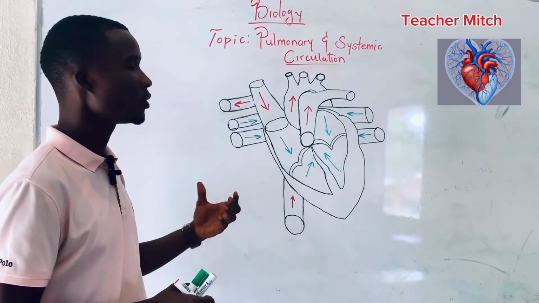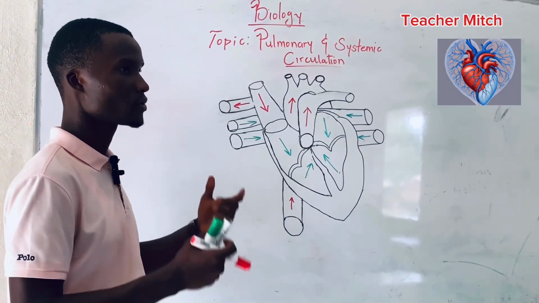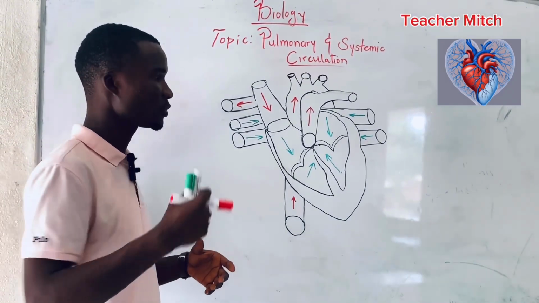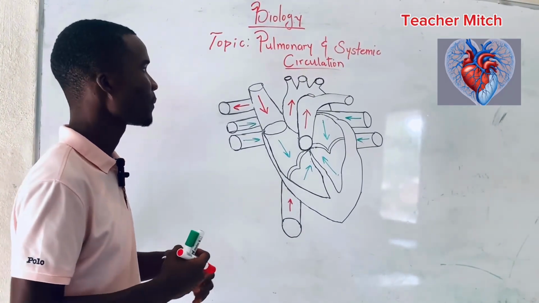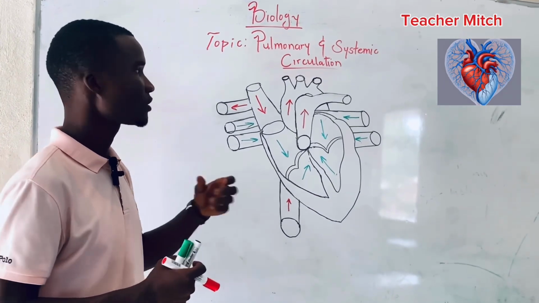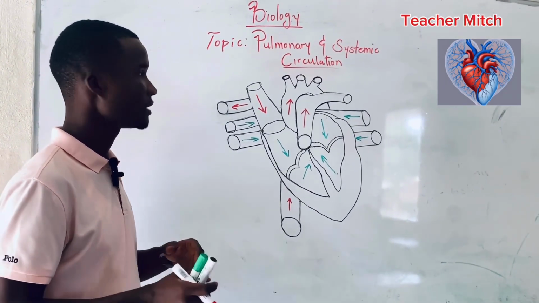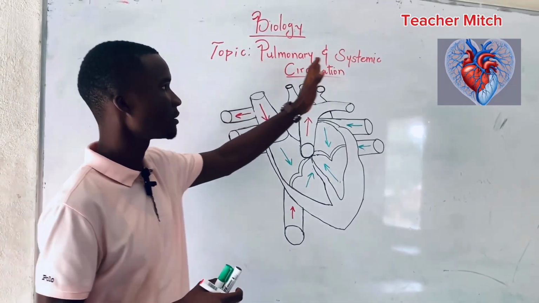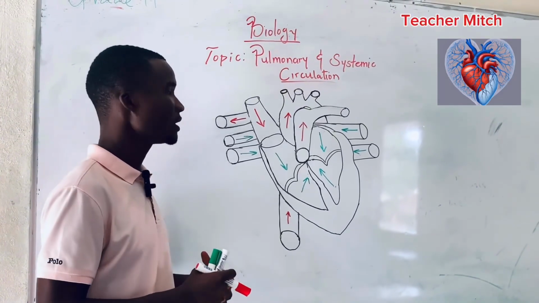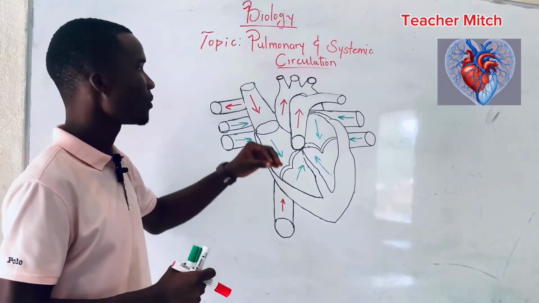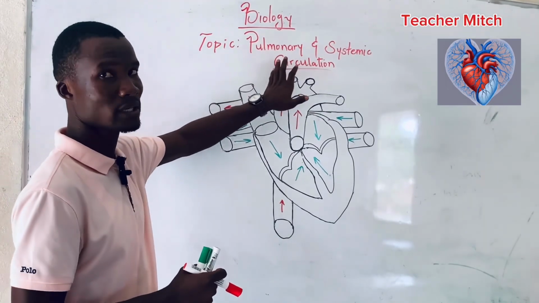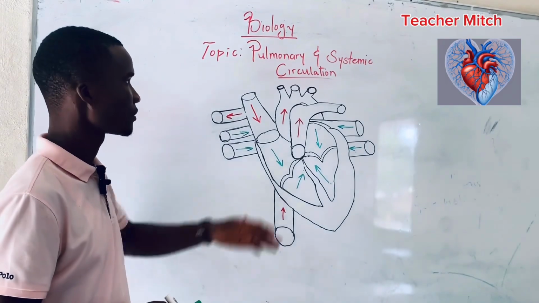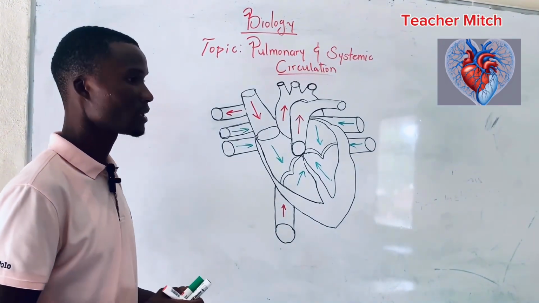So basically, we know that circulation is the transportation of blood within the human body, how blood is being transported throughout the body. The blood is being transported in different ways. Some blood gets circulated through pulmonary means and other gets circulated through systemic means. So in this video, we're going to see what are the processes involved in pulmonary circulation and what are the processes involved in systemic circulation, beginning with pulmonary circulation.